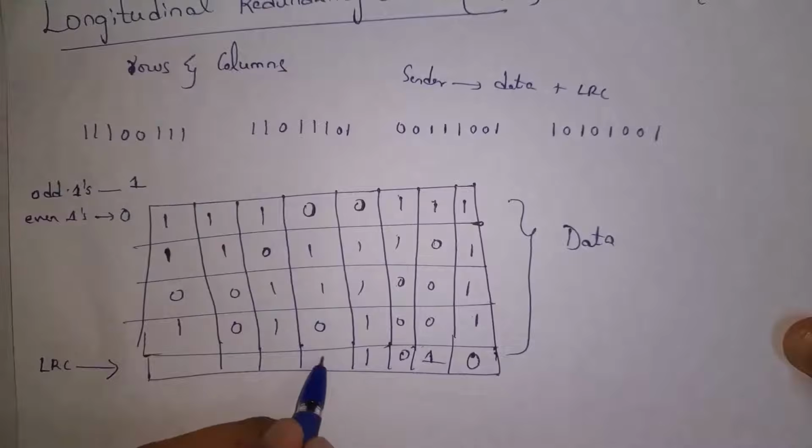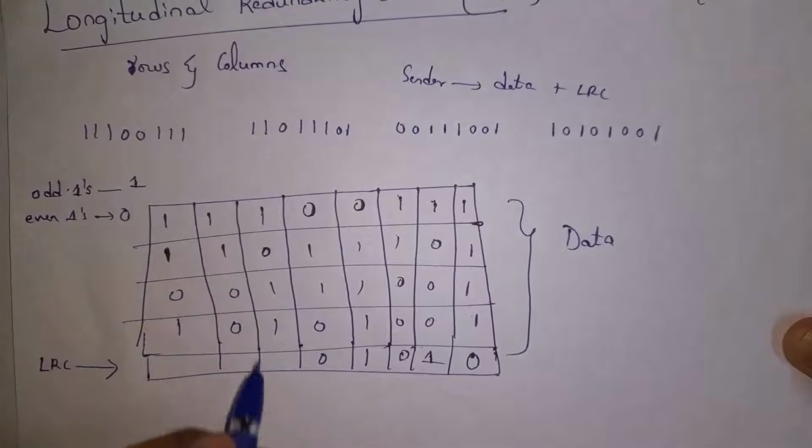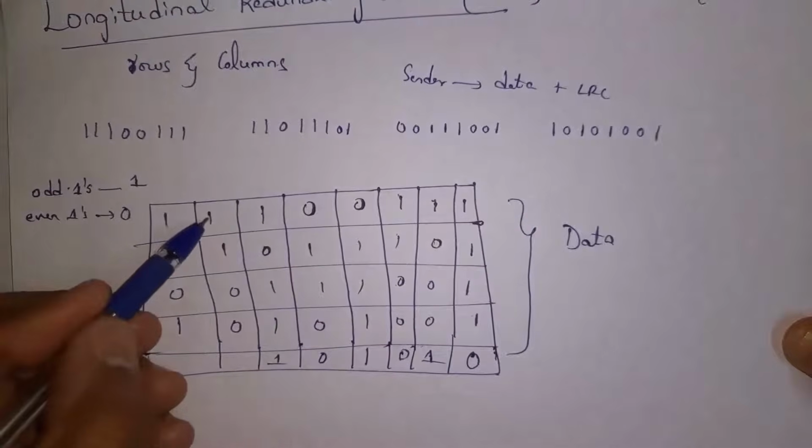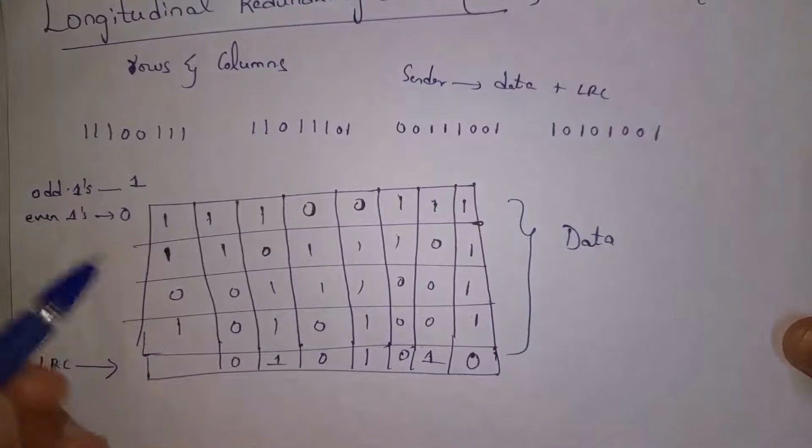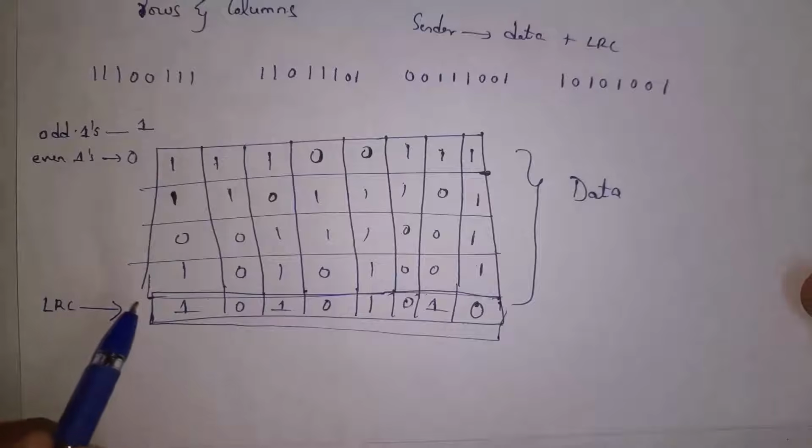2 ones, even, so we'll add 0. And here 3 ones, which is an odd number, so we'll add 1. And next here 2 ones, so we'll add 0. And again here 3 ones, which is an odd number, so we'll add 1. So now we got the LRC value.